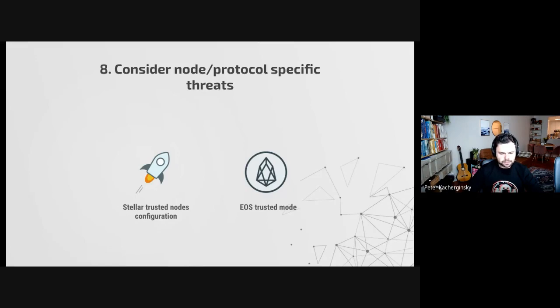Other protocols like EOS implement debugging modes that you have to watch out for. So read the config file completely. Make sure you understand it completely. What are the implications of all the variety of settings, and have a good secure configuration specific for that node.